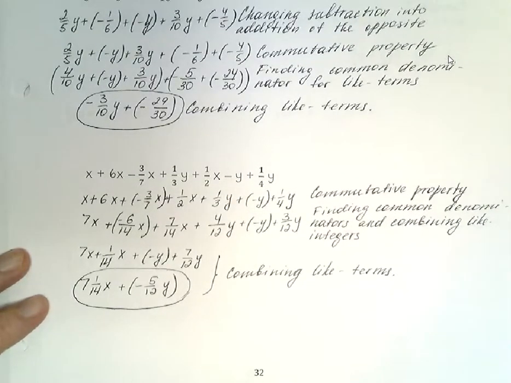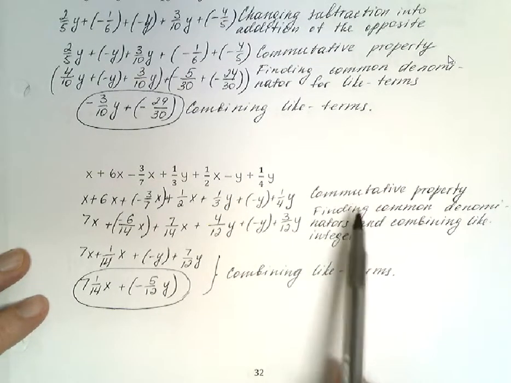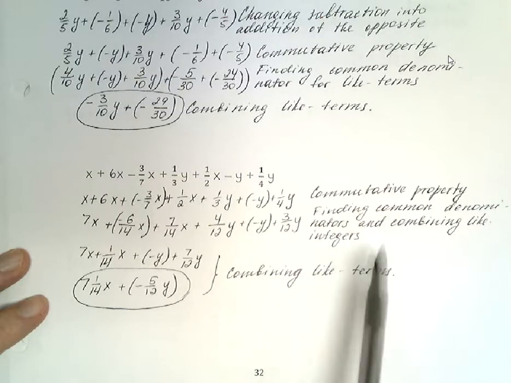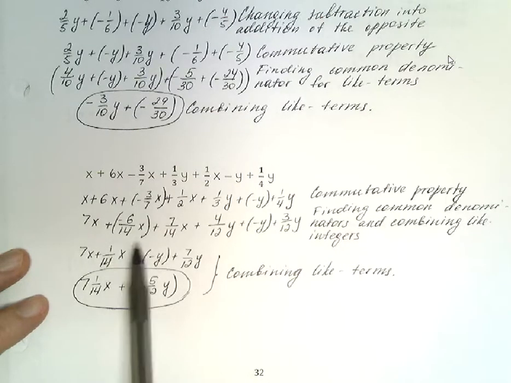Okay, and the last one here, again, used commutative property first to separate the x's and the y's. Then I found the common denominator for the like terms.